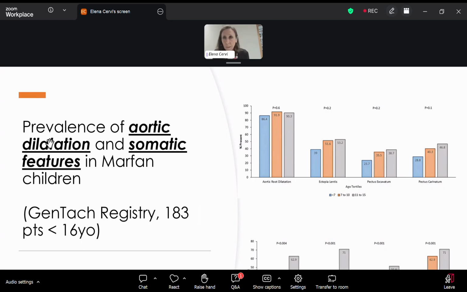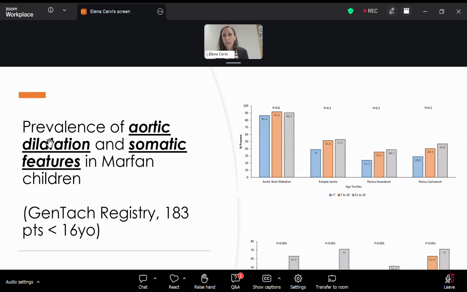This is from Genetic, a big North American registry, and they looked at the presentation of Marfan children, 183 patients below the age of 16, and you can see that they are divided in tertiles. I hope you can see it well enough, but I think it's a nice presentation of what you would expect in a child. While you would probably expect to see aortic root dilatation from early on, you wouldn't expect scoliosis or the skin marks to be present from the very beginning.